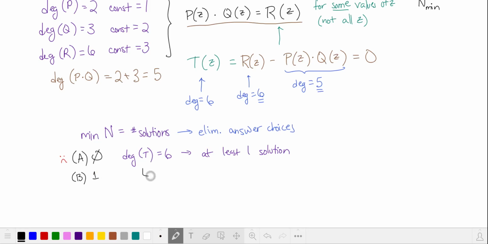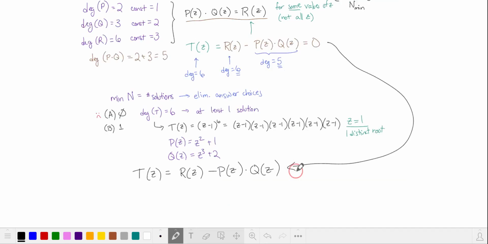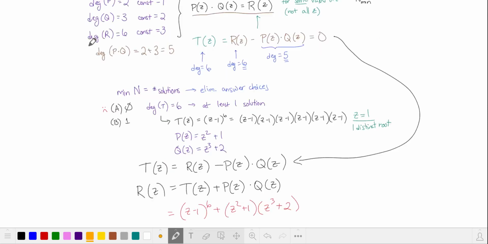Again, since the degree of t is 6, let's try, for example, something like this, z minus 1 to the 6th power. This polynomial has one distinct root, z equals 1. We have a lot of choices for p and q, so let's pick the simplest examples. The degree of p is 2, so it's going to have a z squared term, and its constant term is 1, so let's just write it like this. Q of z has a degree of 3, and its constant term is 2. Since we have this relation, let's solve for r of z.